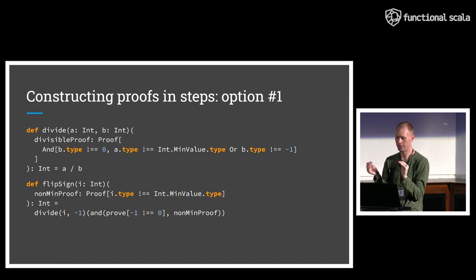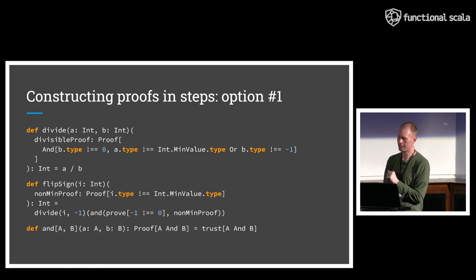And so because we have that proof, we can then call our divide, and we need to somehow join these proofs together of, we have a proof that -1 is not equal to 0, because we just have a literal, so we can just call our proof. And our and is pretty easy. It just takes an A and a B, and it returns a proof of A and B.